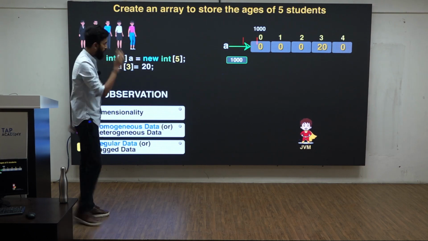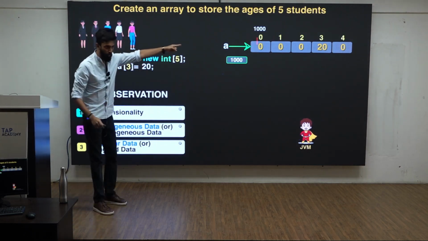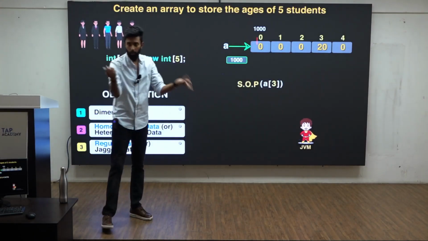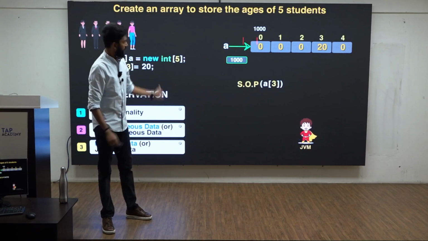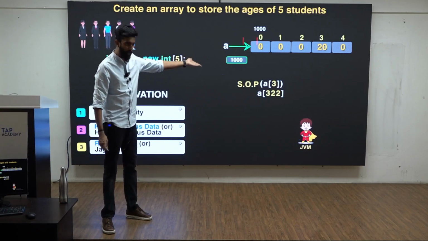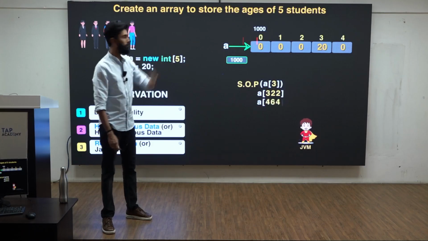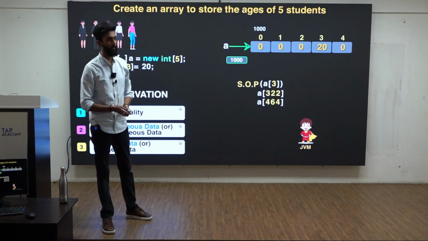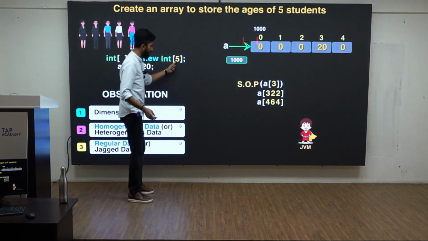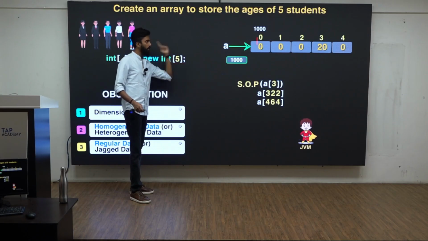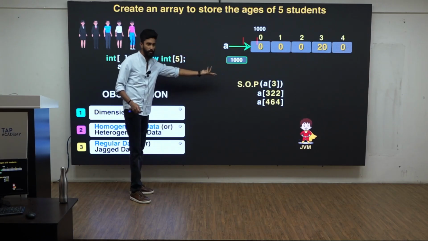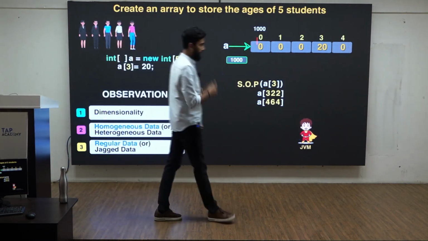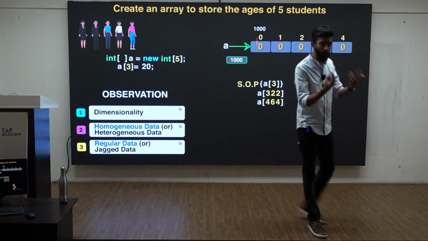Yes or no? Now, let us assume you want to print that fellow's age. Simple, just write System.out.println and A of 3, it will print. If you write System.out.println A of 322, the 323rd student will get printed. 464, the 465th student will get printed. So simple. So whether you have 5 or 50,000 students, creation is one line, accessing is easy. That is the power of arrays. Yes or no?